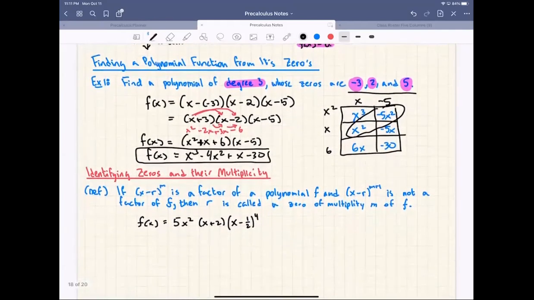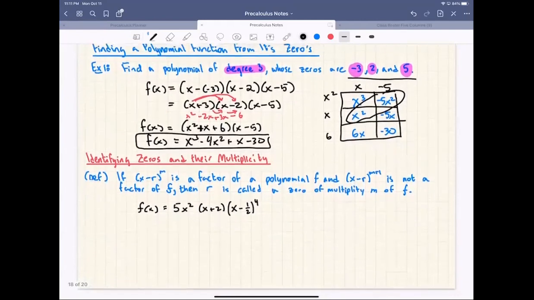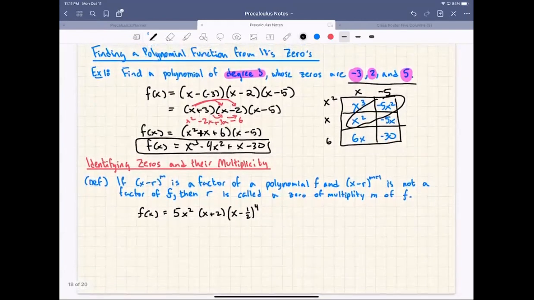All right. Identifying zeros and their multiplicities. So we have another definition, and you're going to be doing this. We're going to be doing a couple of these in class, so it shouldn't be too hard. Next up, we have identifying zeros and their multiplicities.